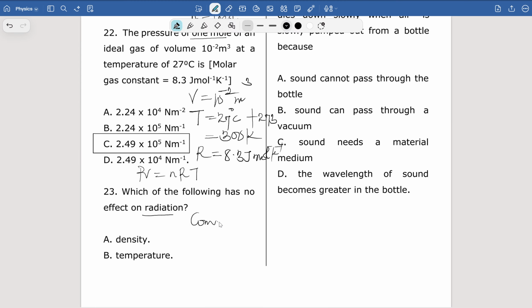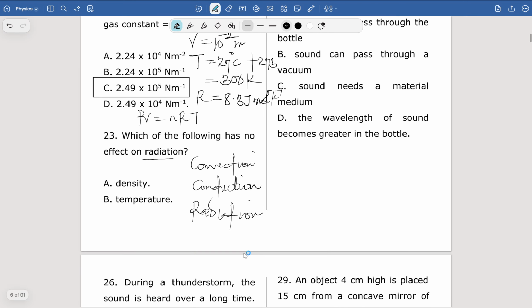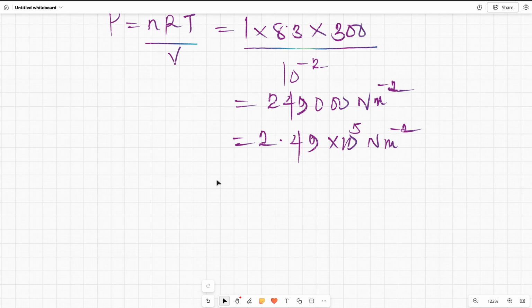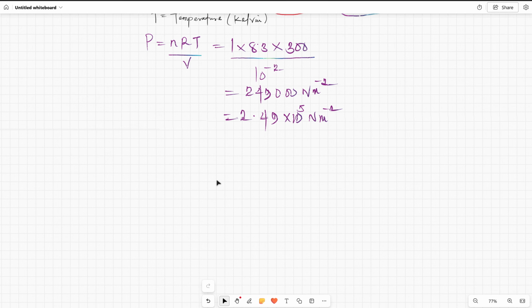The other means of heat transfer being convection and conduction, right? Let me just write the whole of the three quickly. Radiation. Please do note that for radiation, a very important formula you need to know is the Stefan-Boltzmann equation of radiation, which you need to take note of.